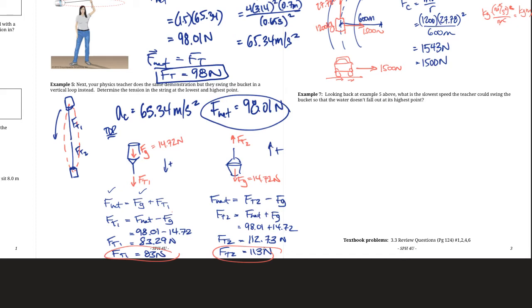What's the slowest speed the teacher could swing the bucket so that the water doesn't fall out at its highest point? So we're swinging it around. If I do it too slowly, there's going to be a point where the bucket just sort of falls straight down, or the water falls out of the bucket, right? And it's asking what the slowest speed that can happen at is. So it's going to be at the top, right?